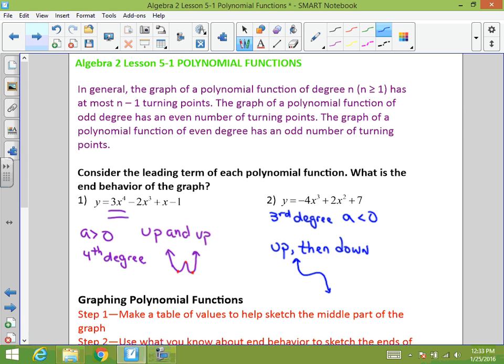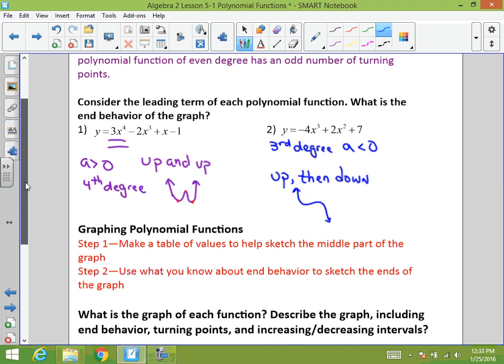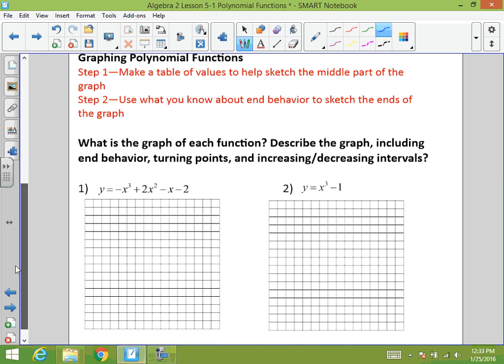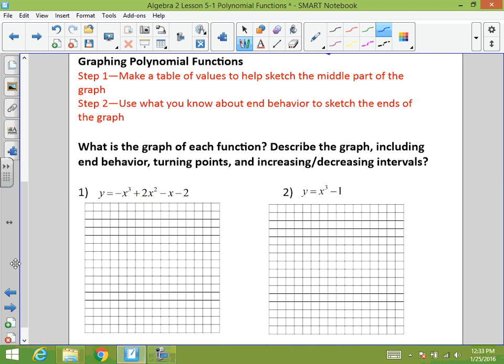Okay, all right, so graphing a polynomial function without using your graphing calculator. Because we can all put things in our graphing calculator, get the graphing calculator to graph it for you. However, you know me, I'm going to force you to graph it by hand as well. So it's really important that you understand how to graph by hand. The easiest way to do that is make a table of values to help sketch the middle part of your graph. Use what you know about the end behavior to sketch the ends of the graph.